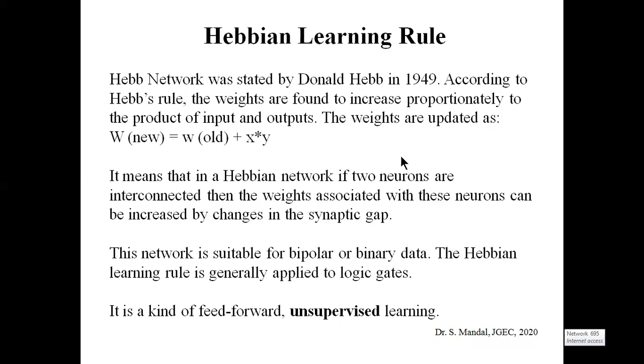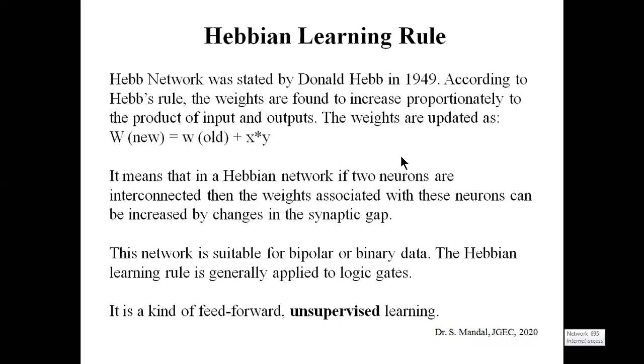So you can write that W new, the updated weight, is W old, that means the previous value of the weight, plus x into y. If we consider x as the input and y as the output, then W new equals W old plus x into y. That is the Hebbian learning rule, how the weight will be adjusted.